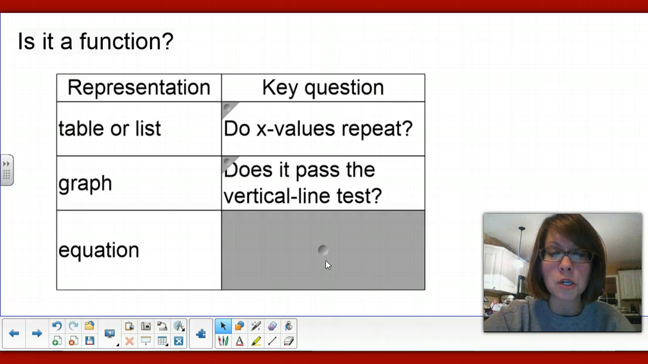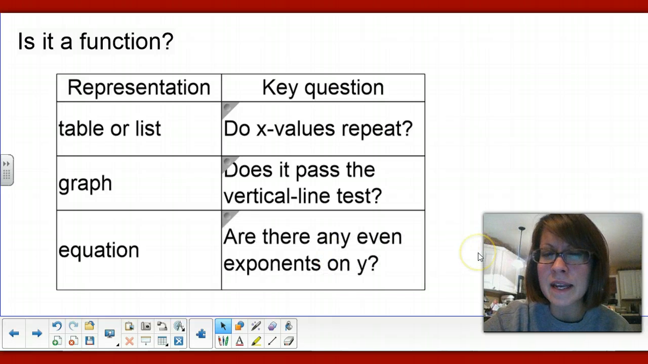Okay, and then we also looked at an equation to say, is this equation a function or not? Will it produce a function? And our key test there was, are there any even exponents on y? If y had an even exponent, this was our test when we were back in Unit 2, then it would not be a function.